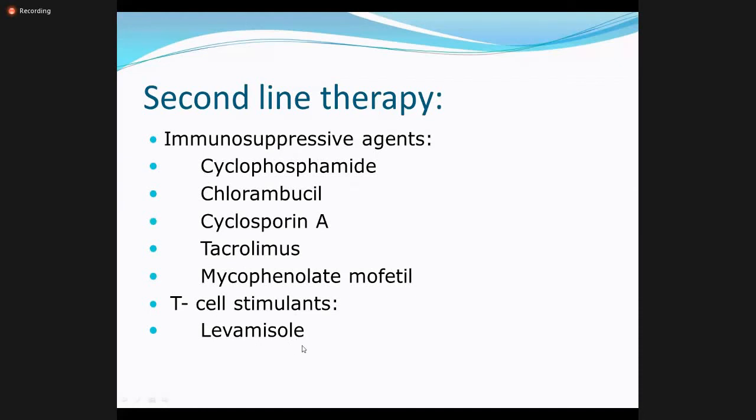So this is basically the second line therapy you may need, not in most of the cases, but only in those cases who are steroid resistant, steroid dependent, or those who have frequent relapses. If the child has a first relapse, you do not need to go through second line therapy. You may continue with the steroid therapy if the child is initially a good steroid responder.